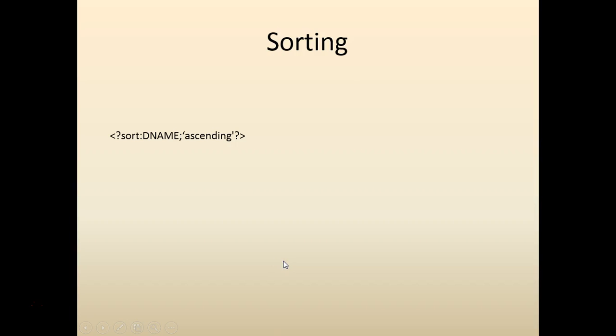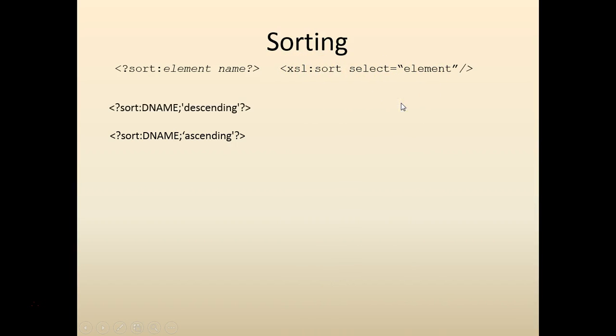Let's go into sorting. The sorting syntax is simple. We just say sort, then the field name, such as department name, and how it needs to be sorted. The syntax is sort element name, or we can always use XSL sorting. The sort element name is equivalent to xsl:sort select equals element. Descending indicates whether it's descending or ascending order. The same syntax, if you look at xsl:sort, with xsl:sort select name, order equals descending. The syntax is the same.